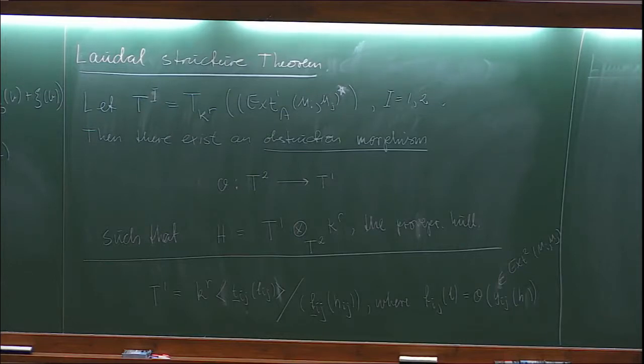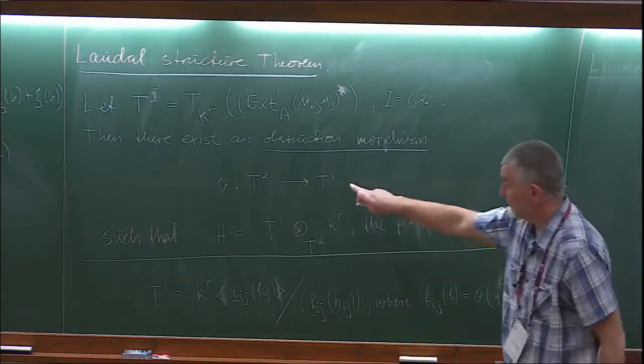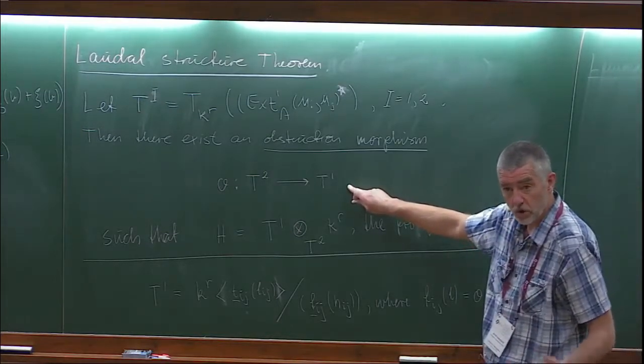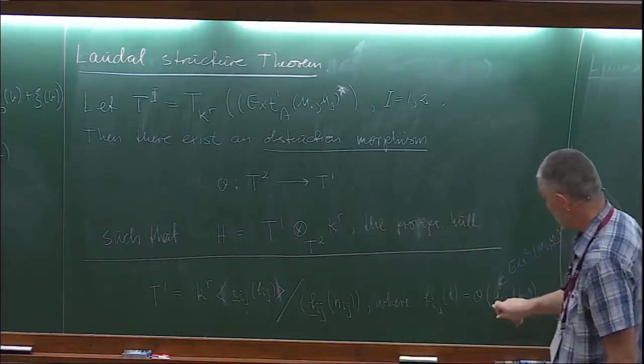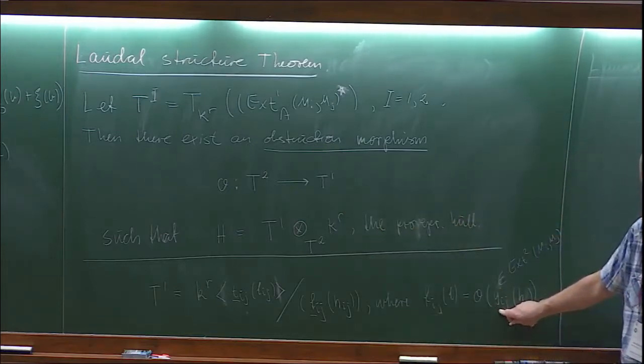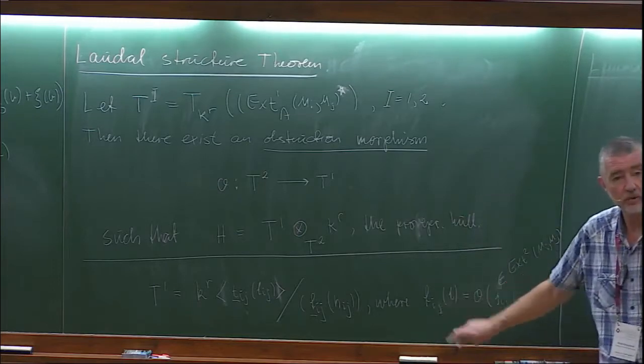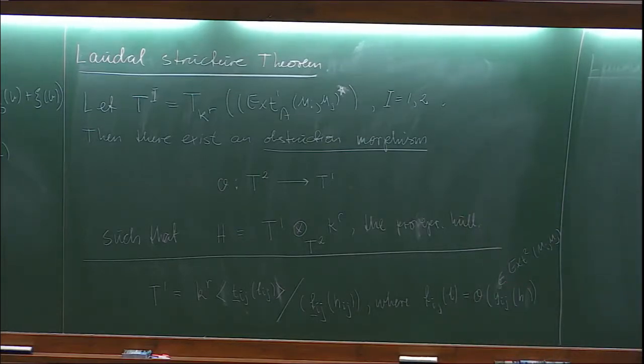So what we are saying is that there is an obstruction morphism, so that we just take the value of this O, and we have the monomials defining the pro-representing hull. And to construct this morphism is, of course, not very easy.